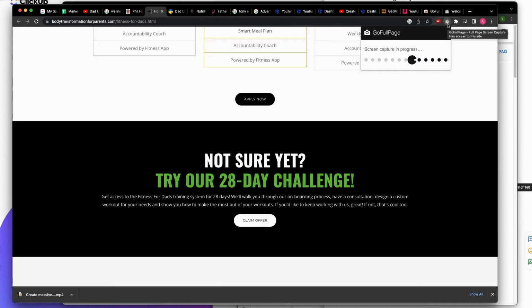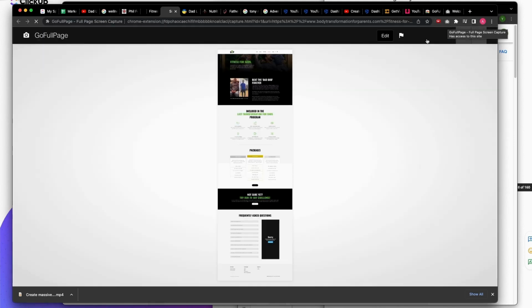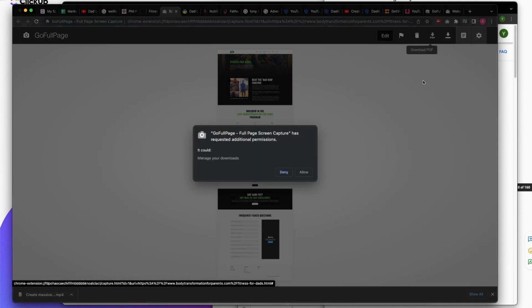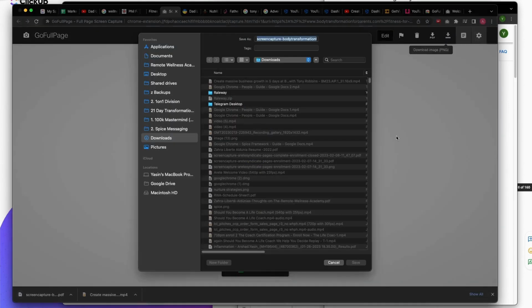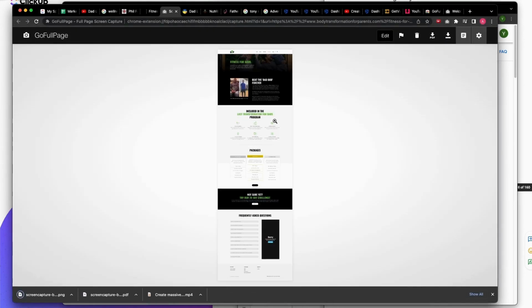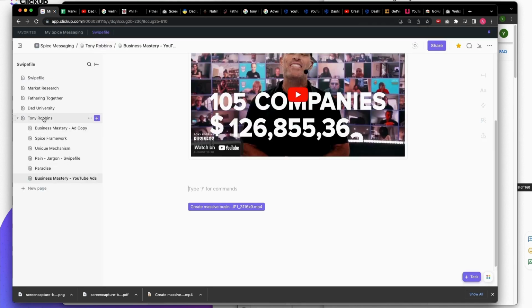And what it's going to do is go ahead and take a screenshot of the entire page, so that way I have it as a reference. And then here's a cool thing. I can go ahead and save this in PDF version. And I'm going to save the image version of this. So that way, in case this website gets taken down or in case this website changes, guess what? I have it in my swipe file.